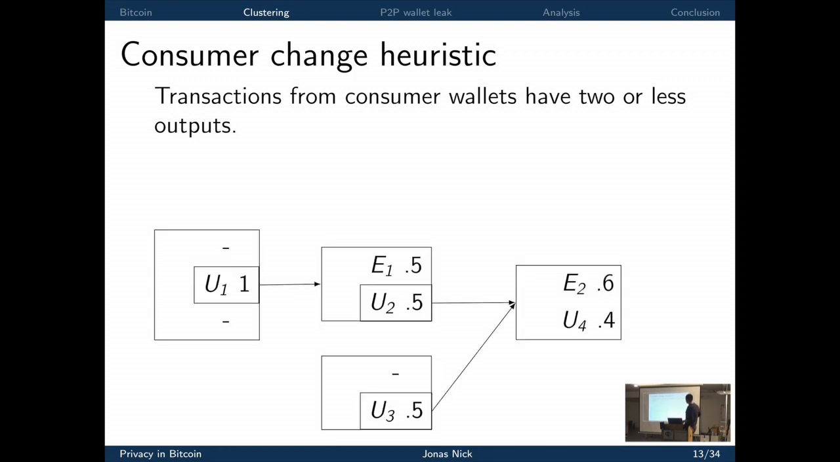So in this example we are paying to an exchange, and exchanges usually make very big transactions because they want to save fees. And you see, okay, this address is used in a transaction that sends to many addresses. So when we know, okay, this is an address of the user, and now we have to distinguish which one belongs to the user. Well, the exchange address is not a consumer address because it is spent in a transaction sending to more than one address, so U2 must be the change address.